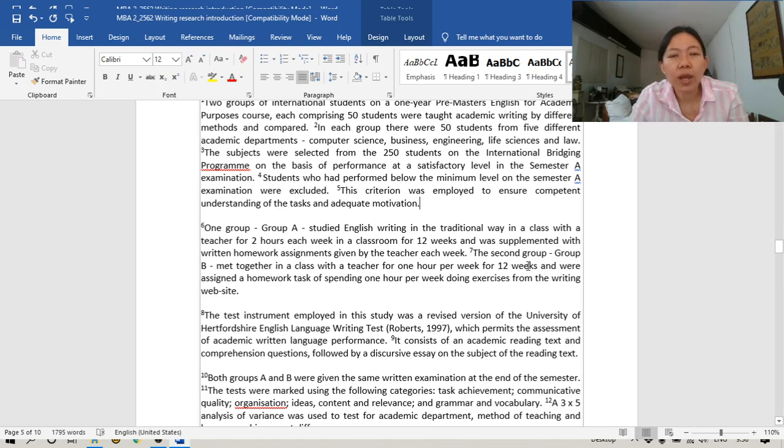And then we read about Group B. Group B met together in a class with a teacher for only 1 hour per week for 12 weeks and were assigned a homework task of spending 1 hour per week doing exercises from the writing website. So these two sentences talk about the two groups of students and how they were taught. They were taught differently by different methods. So here we're talking about the procedure of the research.